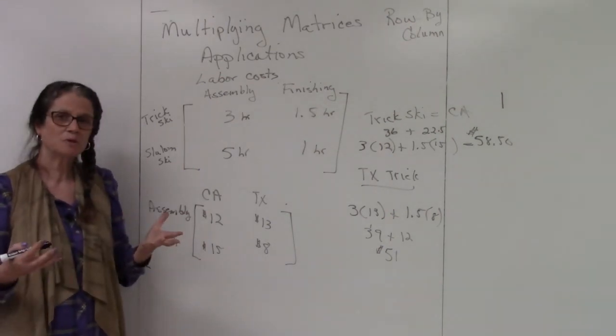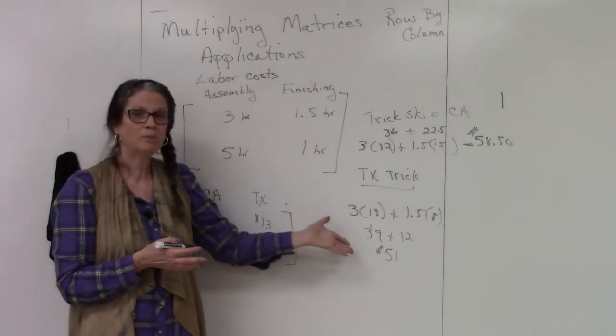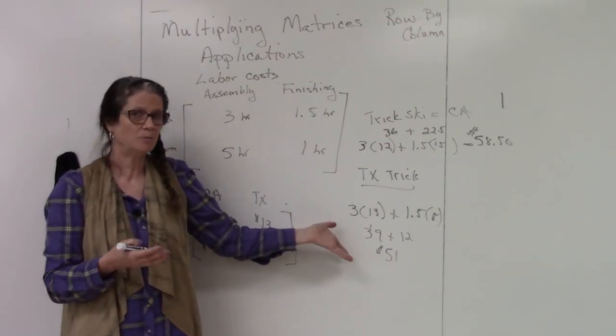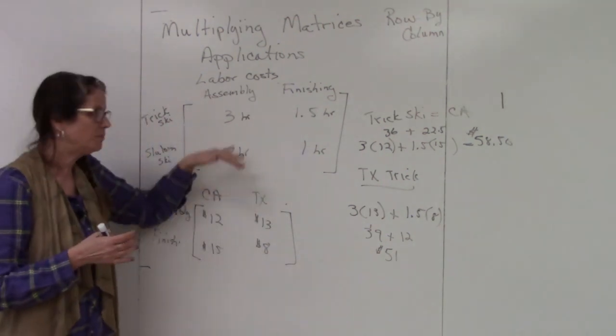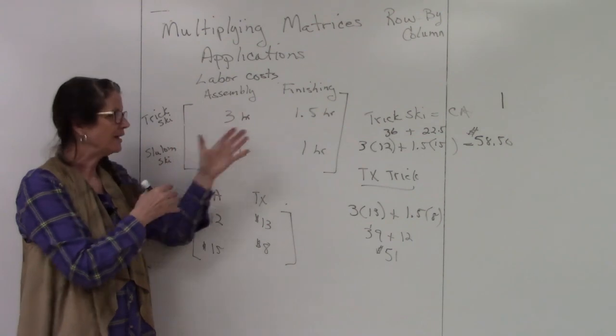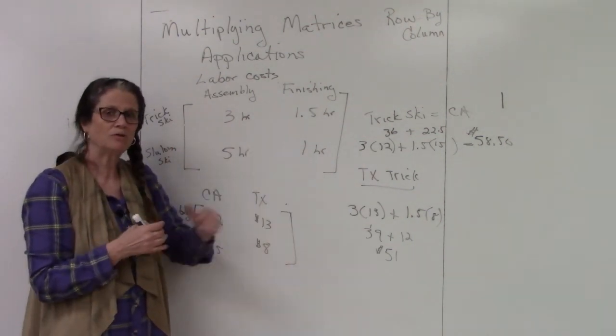So as a business person, I can look at that and go, well, I'm going to build them in Texas because they're cheaper to make in Texas. They're cheaper to manufacture. And using matrices allows me to gather the information and calculate very quickly with matrix multiplication.